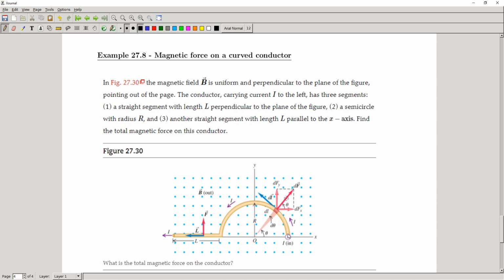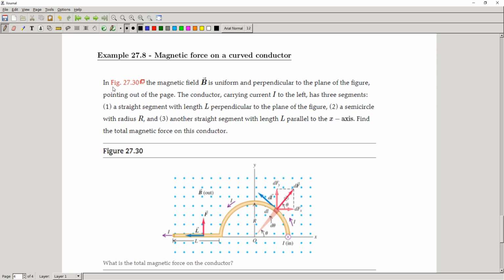So this little circle with an X in it means that we have conductor running into the page here. Okay, so you can imagine that the conductor runs from like behind the page up until it hits the page here. Then it goes around this loop, and then it continues off to the left here until this point for some length L. Okay. So reading the problem now, in this figure below, the magnetic field is a uniform magnetic field, and it's perpendicular to the plane of the figure, so perpendicular to the page.